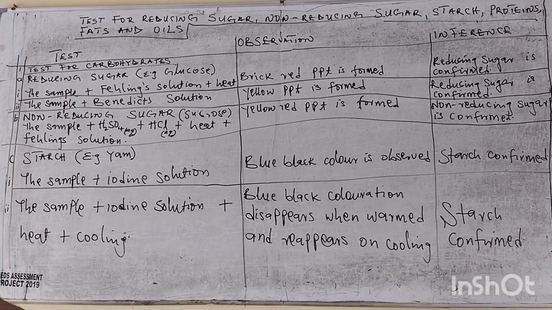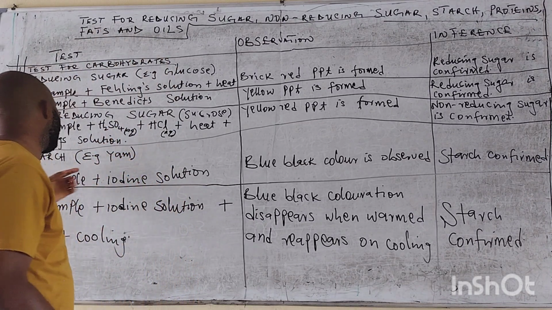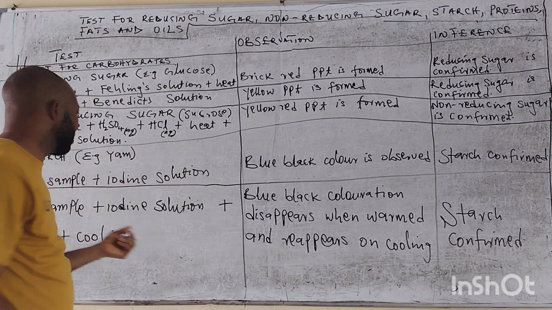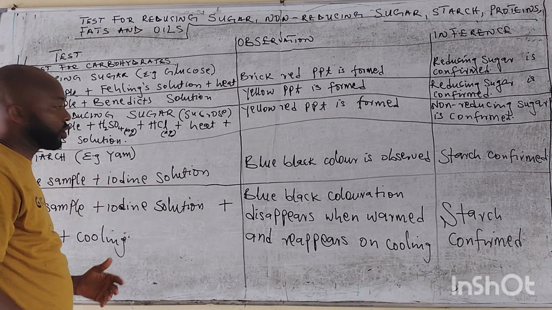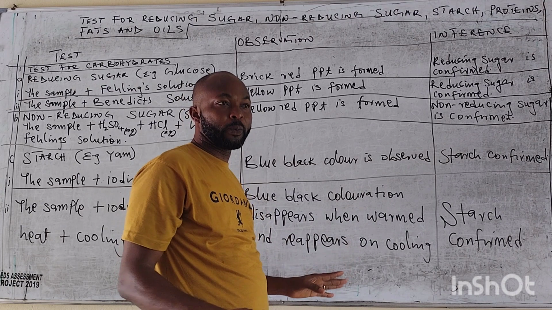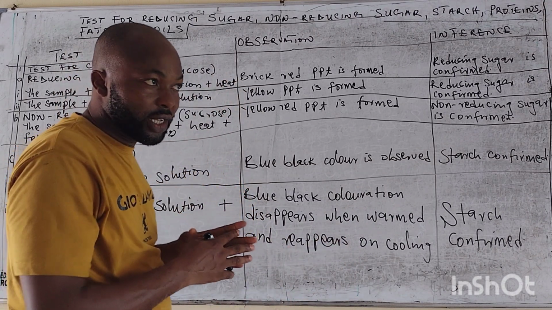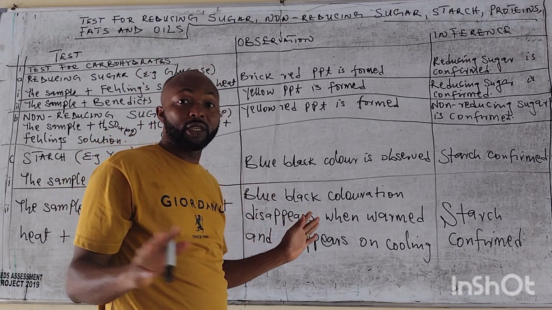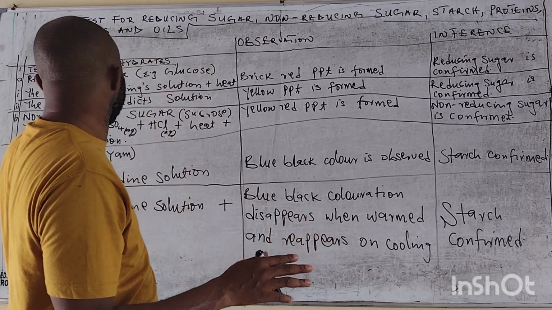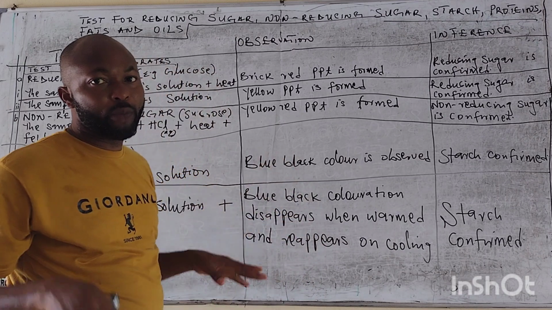Now, the other one is starch. Examples of starch are yam, cassava, and so on. So the sample, a little proportion of yam, plus iodine solution, a blue-black color is observed. So iodine gives us blue-black with what? Carbohydrate, which is starch, for example yam. And when that happens, we say starch is confirmed, because starch gives us a blue-black color.